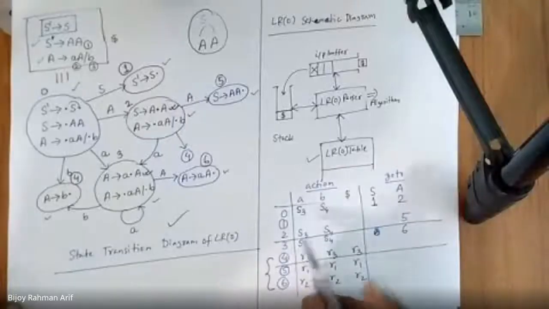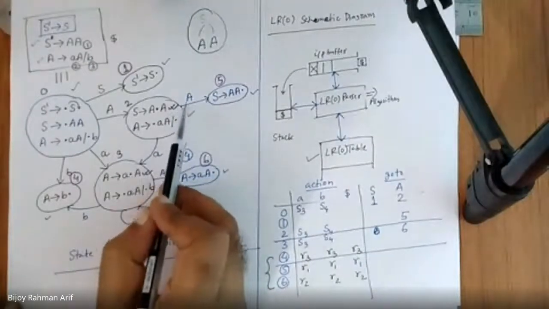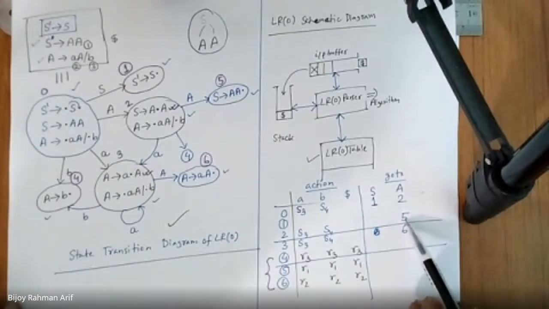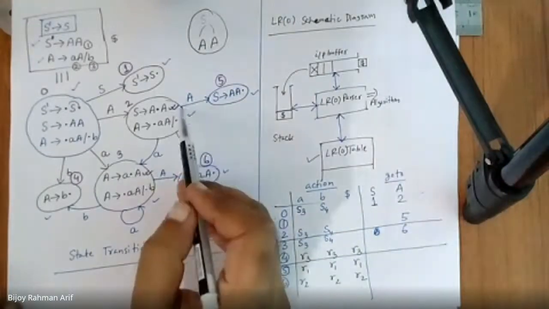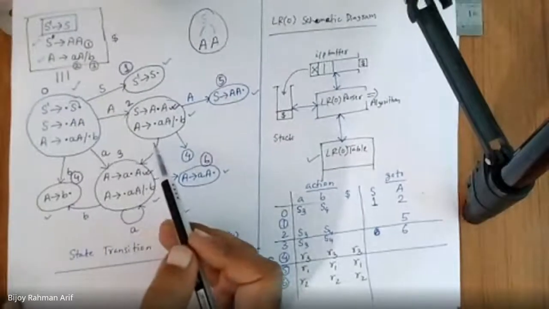Okay. Now let's go to state number 1. State number 1, just keep it blank. Let's go to state number 2. State number 2, move on capital A, we're going to state number 5. Capital A, move on A, going to state number 5.